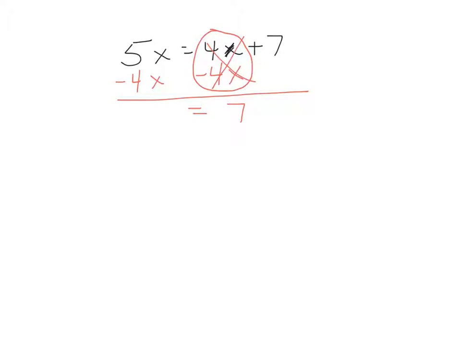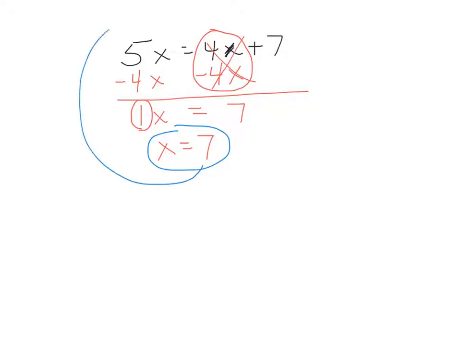Remember, we worked with combining terms in a previous class. 5x minus 4x is equal to 1x, but if I just have a 1 in front of the x, it's the same thing as just x, so the answer to this is x is equal to 7. Remember, you can always go back in and check to make sure that it works.